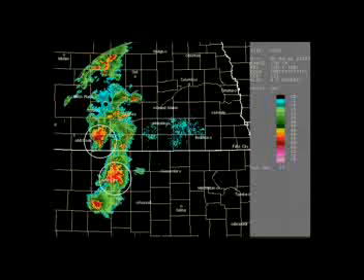The one in southwestern Nebraska, that's actually Furnas County, just to the east of McCook. And the one in northern Kansas there, that is Rooks County. It is just to the east of Hill City, Kansas. We're going to focus on those two particular storms because they were well observed by the radar in Hastings.